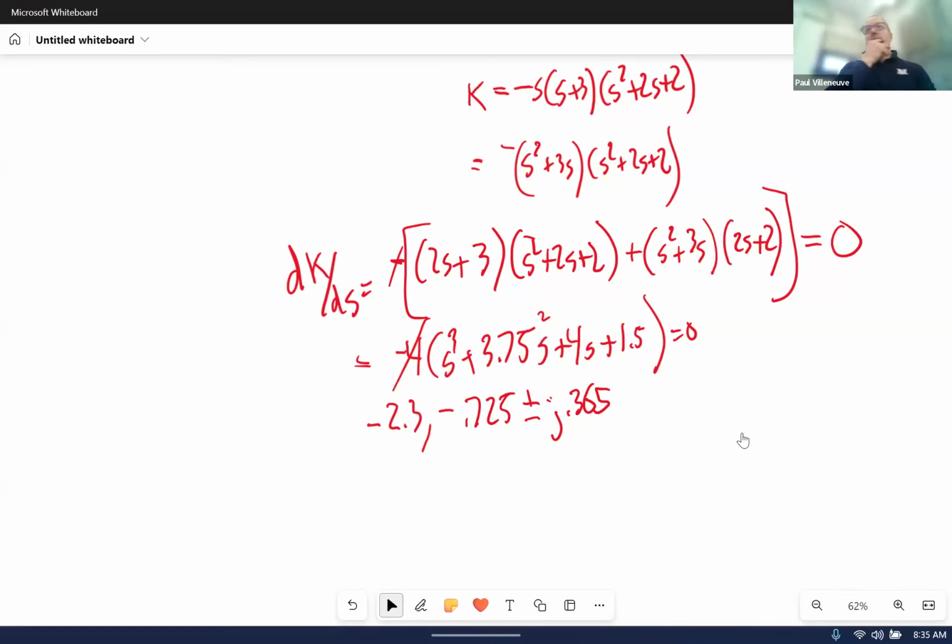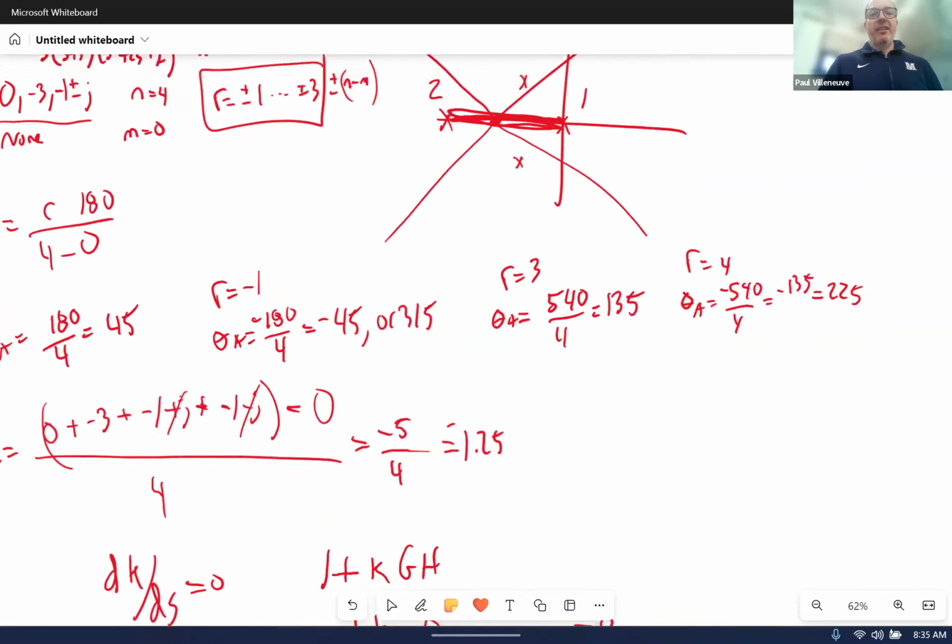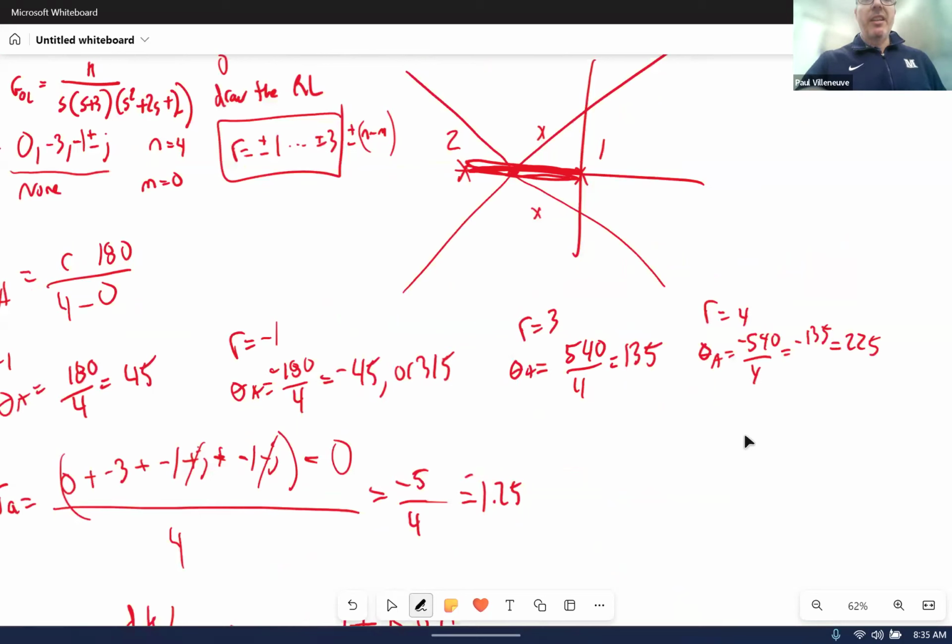So can I tell which is the breakaway or break-in point? The breakaway. Why? It's the only one that's on the real axis, but it also has to meet the criteria that it's between -3 and 0, right? So the root loci break away somewhere around -2.3.